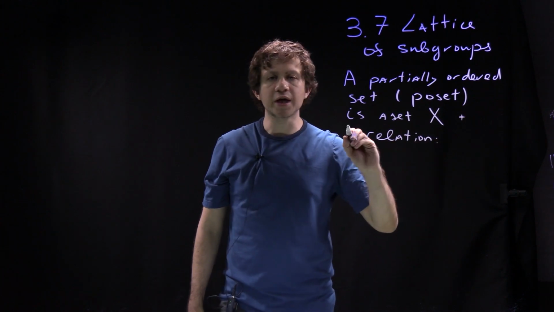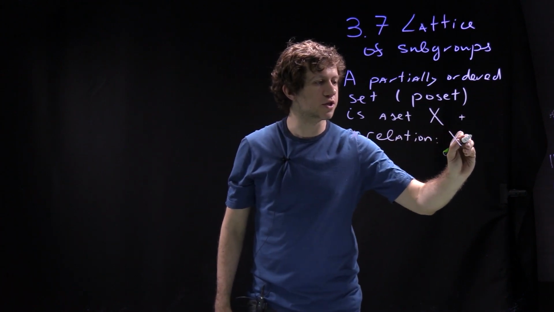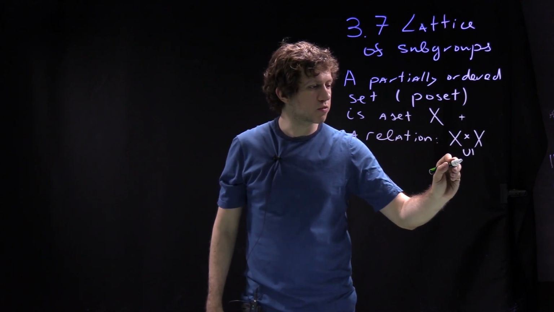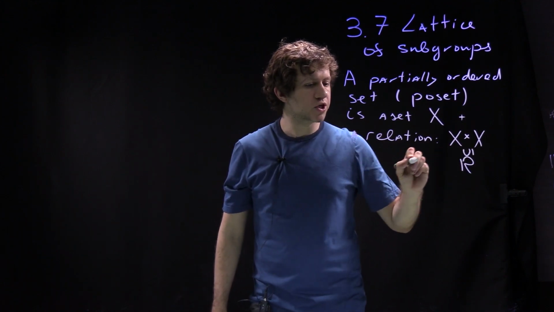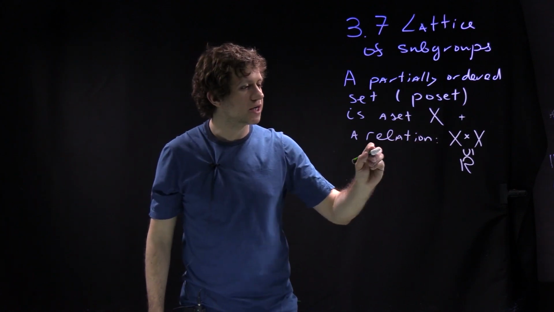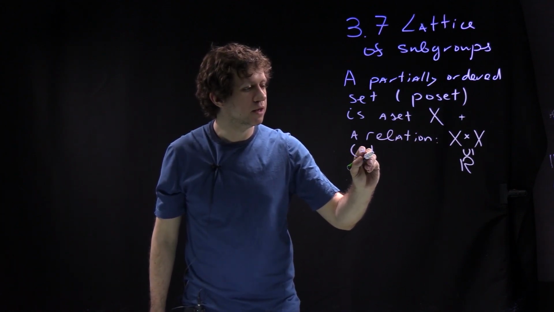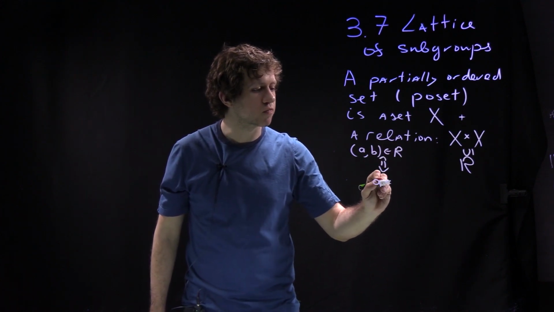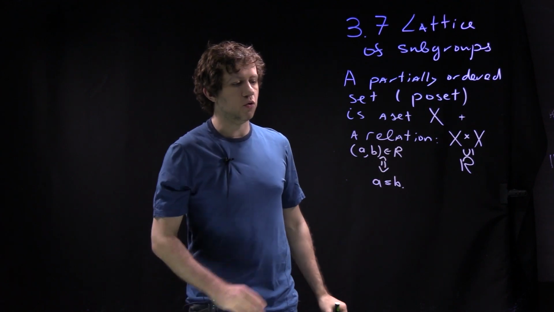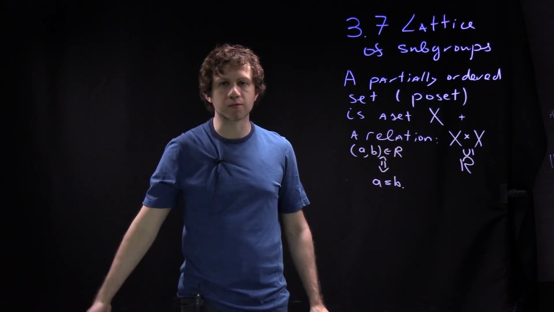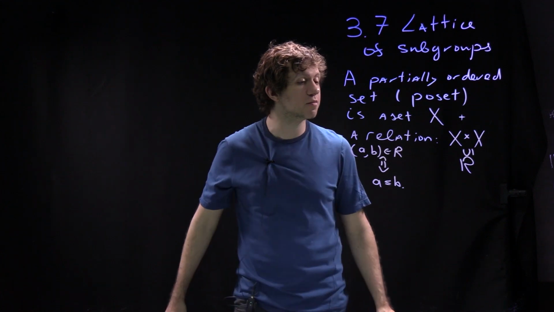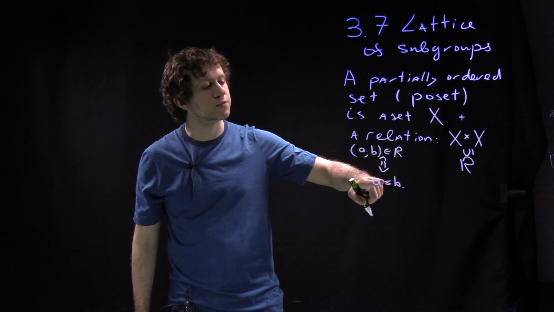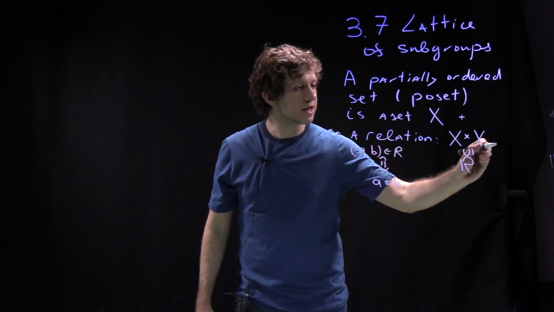And I remind you that a relation is just any subset of the Cartesian product, so certain pairs. And this relation, which I will call R, is just some pairs, and the notation is that a pair (A, B) inside R, we denote by A is less or equal than B. Of course, that has nothing to do with the usual less or equal of numbers, or it might have to do something, but not necessarily. So for some pairs, we say that A is less or equal than B.